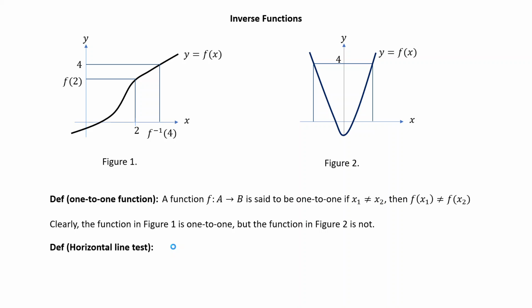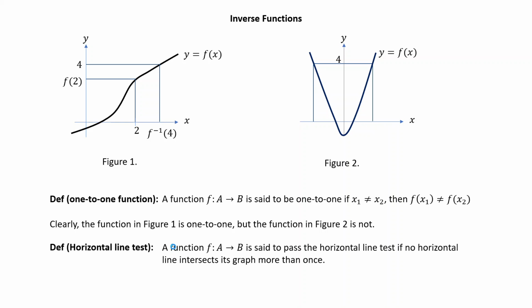Another definition is the horizontal line test. What in the world is the horizontal line test? A function f mapping A into B is said to pass the horizontal line test if no horizontal line intersects its graph more than once.